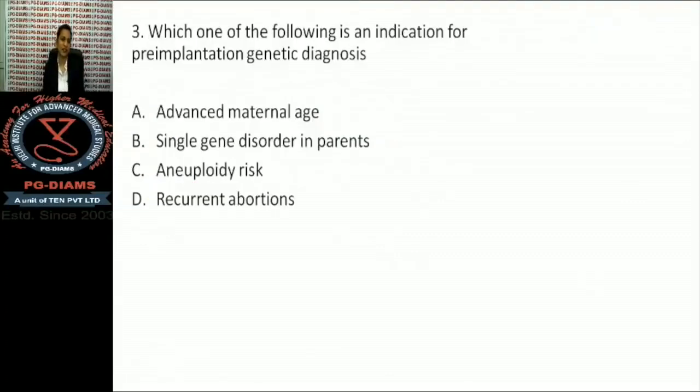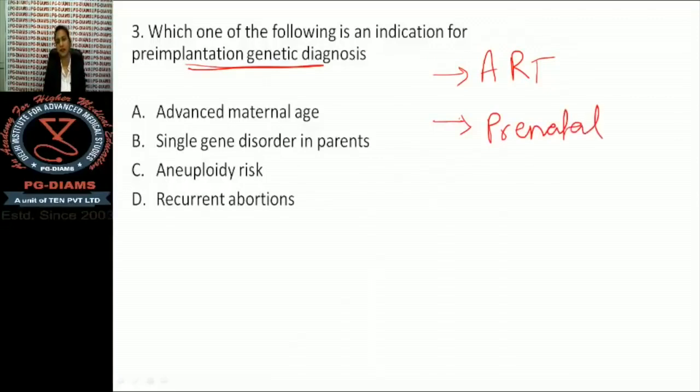Which of the following is an indication of pre-implantation genetic diagnosis? Now I'm sure most of you have marked this answer incorrectly. It's a very important question. It touches two important topics. One is assisted reproductive techniques and the other is prenatal diagnosis. The technique by which you do pre-implantation genetic diagnosis is artificial or assisted reproductive techniques. The indication of pre-implantation genetic diagnosis is similar to prenatal diagnosis.